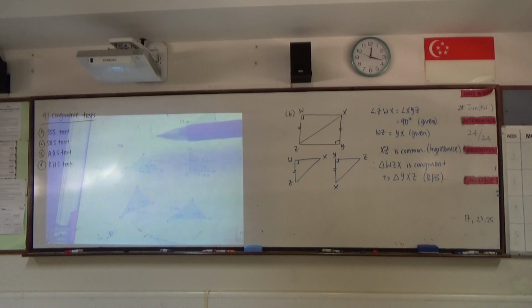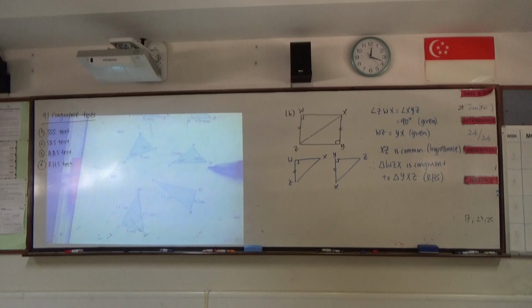So in part B, what test will it not satisfy? SAS, okay? SAS will not be satisfied because if I have the 40-degree angle here, in the left triangle I have 6 millimeters and 3.9 millimeters here. But for the other triangle, I have 6 millimeters and 4 millimeters. So the 4 millimeters and 3.9 millimeters is the problem such that we cannot prove by SAS test.